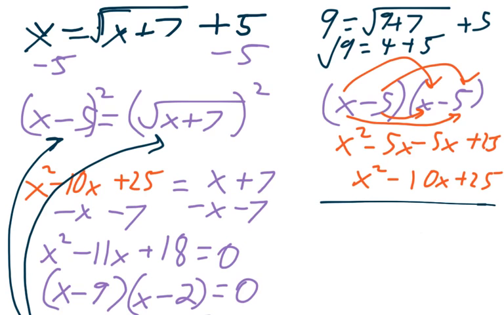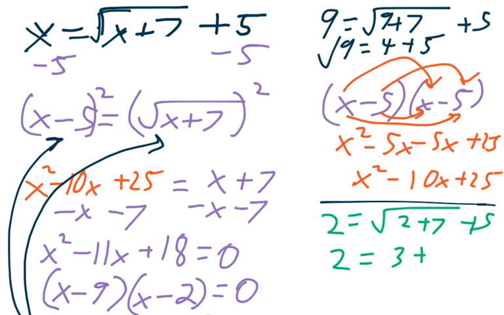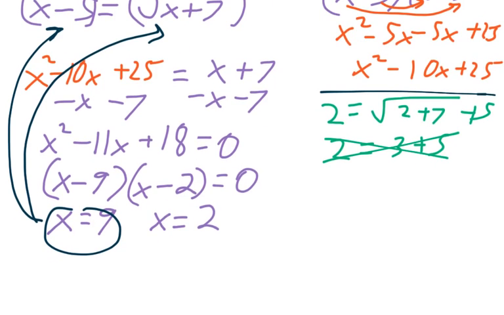Now I'm going to plug in the number 2. 2 equals the square root of 2 plus 7 plus 5, which gives me 2 equals 3 plus 5, and we know that's not right. So when we check out the answer, x equals 9 worked, x equals 2 did not work. That is called an extraneous solution.